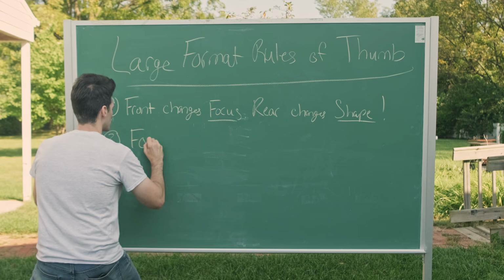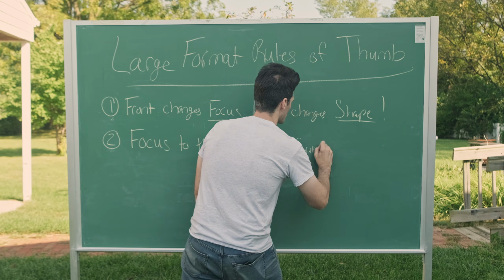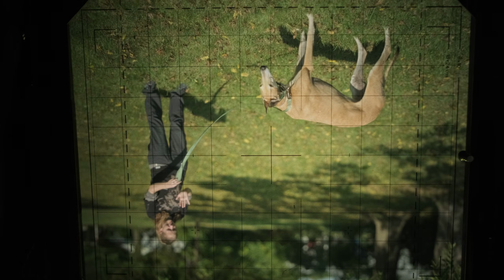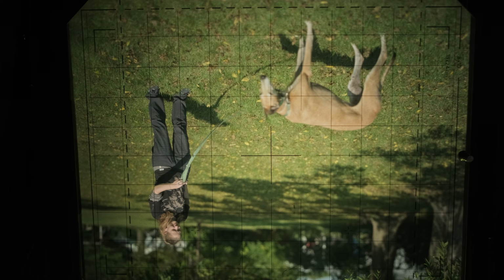Large format rule of thumb number 2, focus to the far, tilt swing to the near. Now, this is a large format rule of thumb I've followed since day 1, so let's break that down. Focus to the far. That means take your lens and focus on the furthest subject matter you want in sharp focus. This could be infinity or it could be in front of infinity.